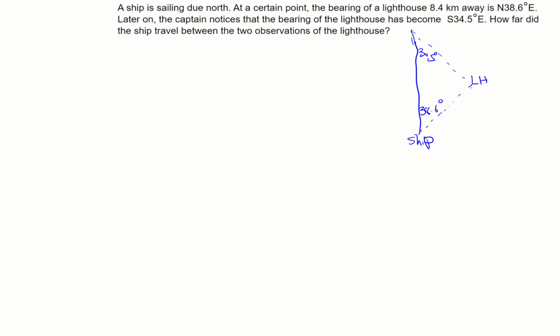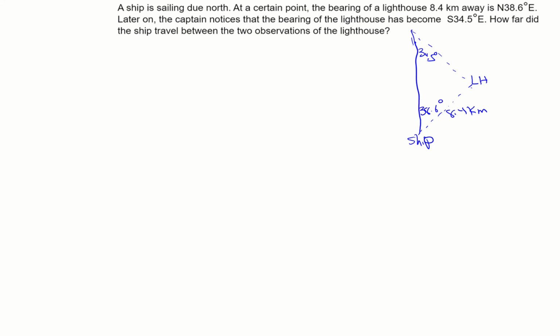So we have 34.5 degrees here. So we notice that we have basically a triangle, and we know this side, this is 8.4 kilometers. And we want to know how far did the ship travel between the two observations, so we're trying to find this side of this triangle.